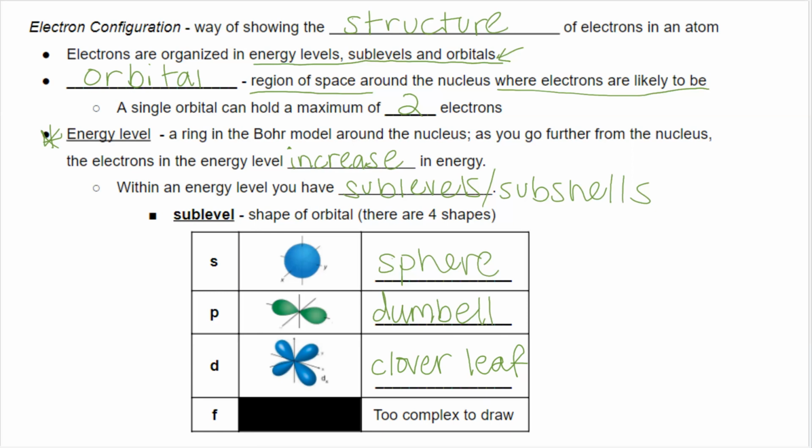Okay, so let's recap here before we move on. What is the smallest organizational level that we talk about when we are discussing electrons? Type your answer into the chat. It only holds 2 electrons. Okay, so everybody that I've seen so far is saying orbital, and that is exactly right. Orbital is our smallest organizational level.